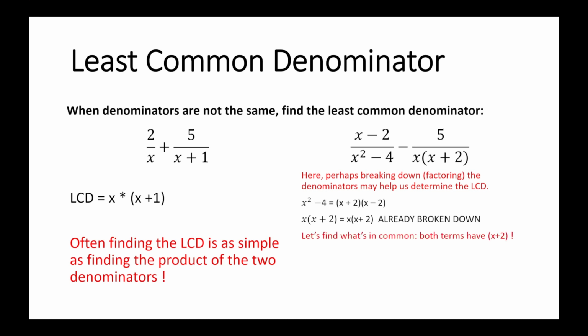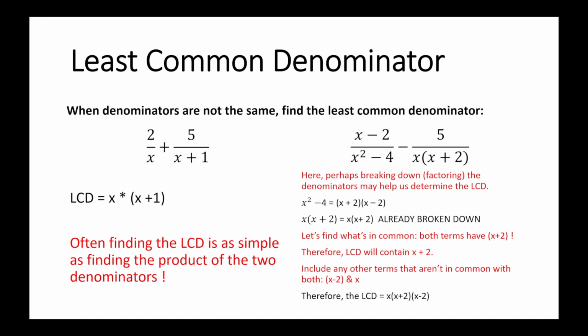So what do they have in common? Okay, we're talking about least common denominator again. They both have in common that x plus 2. So we're going to kind of take that out. And whatever is left over that not necessarily both of them have, we'll combine all together into one. So our LCD will not only contain x plus 2, but it will contain everything else. And so put it together, the LCD here would be x times x plus 2 times x minus 2.